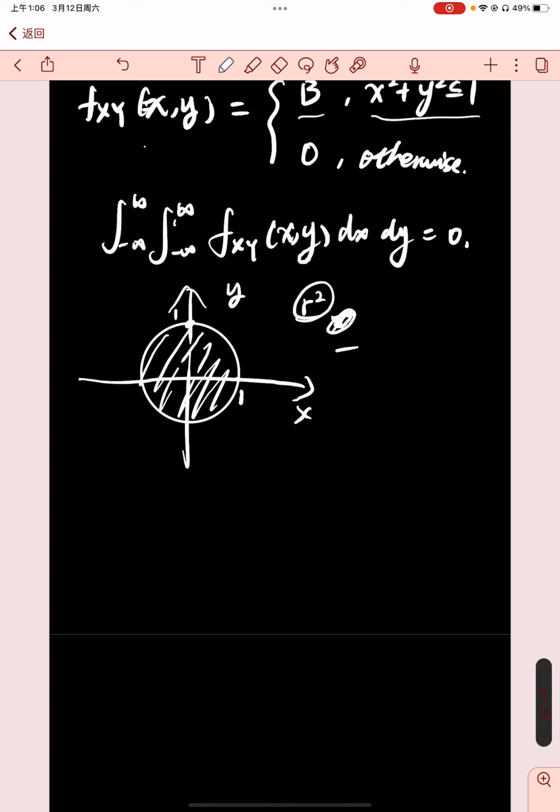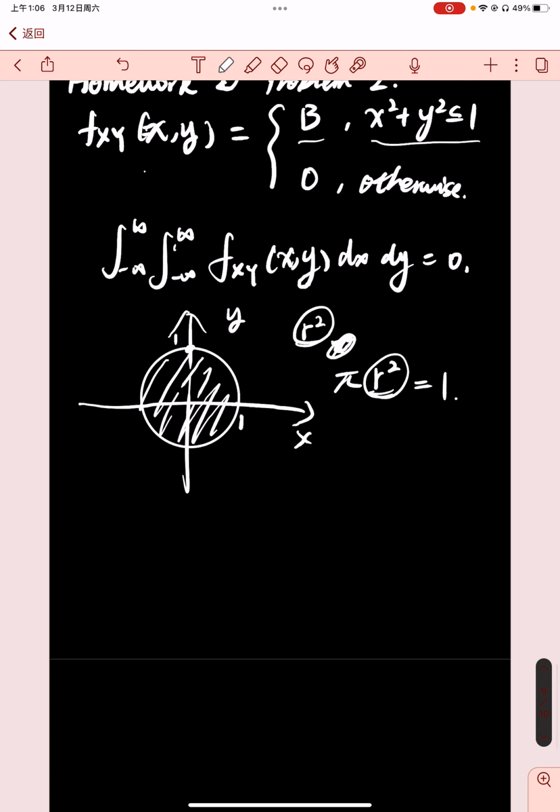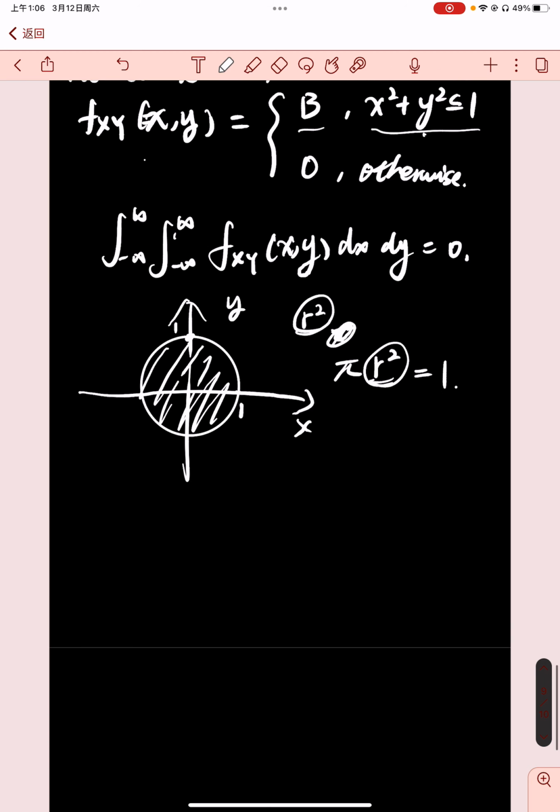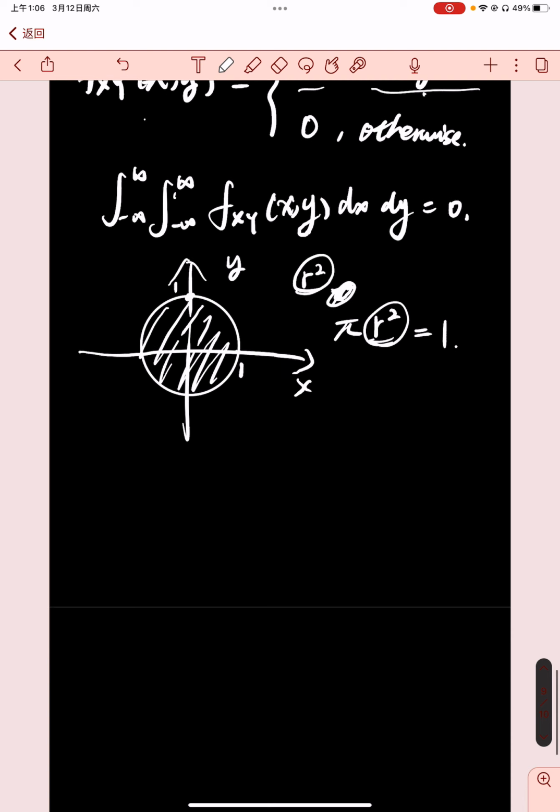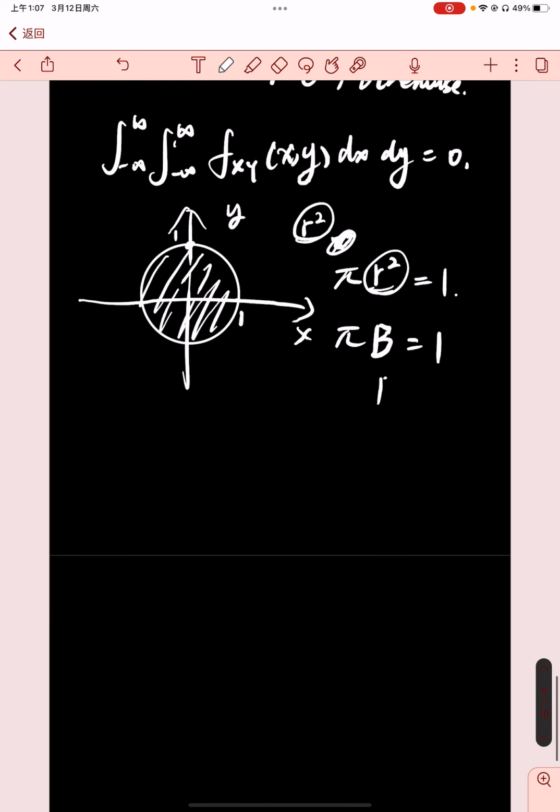So the integral will become pi times r squared, where the radius is equal to 1. The radius can be different values, but we know here it is equal to 1. That will be b, and replacing it, b will be 1 over pi.